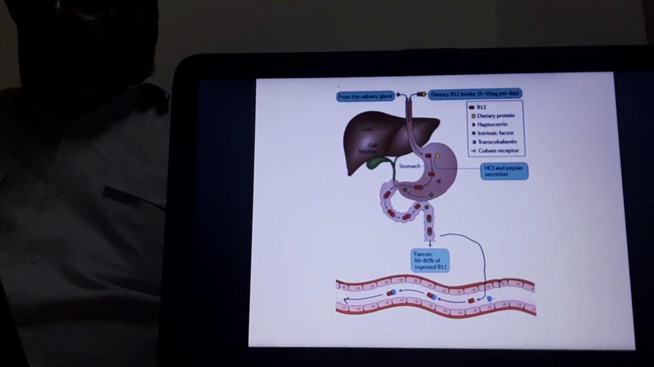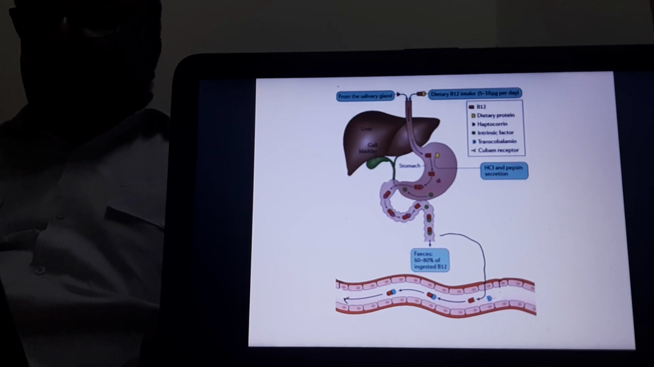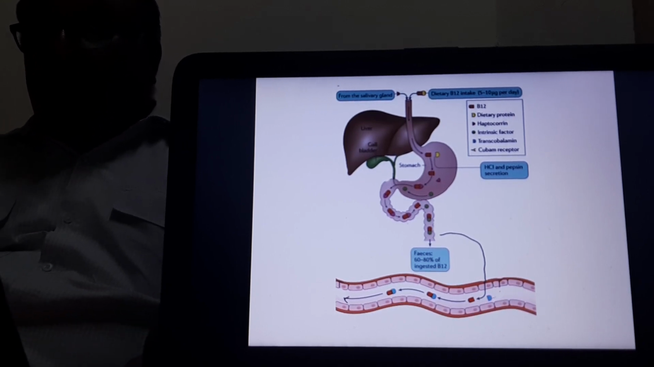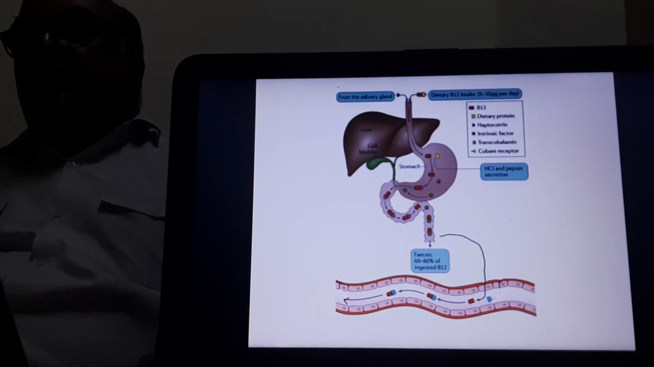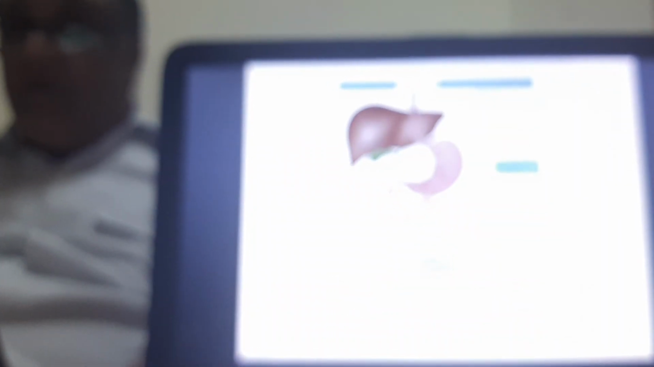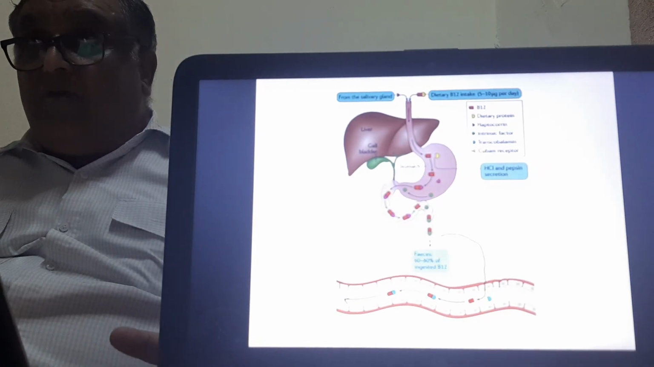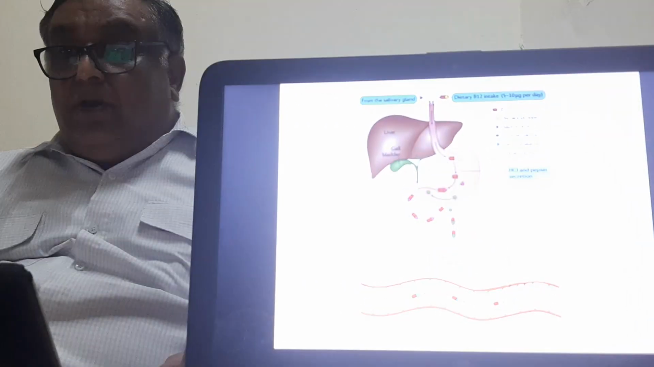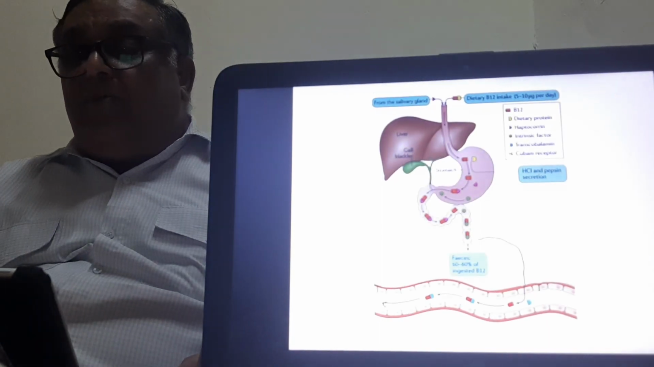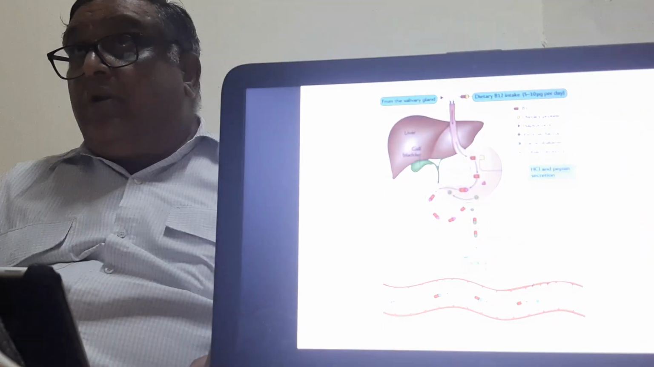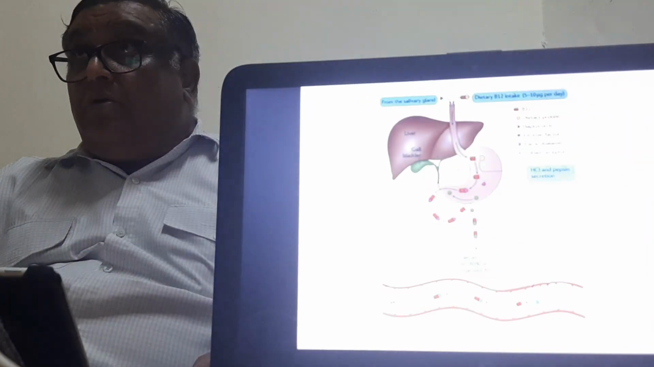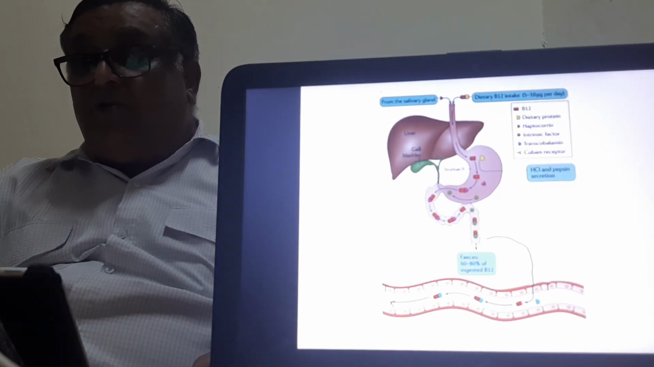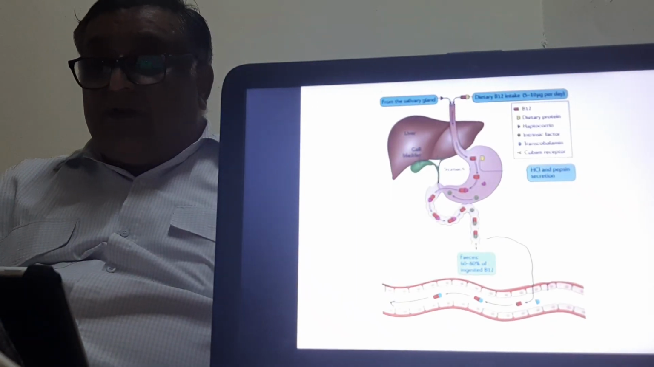Vitamin B12 follows a very interesting pattern in how it is absorbed. One thing to be noted is that vitamin B12 is not free. It is always attached to some protein. So we take dietary vitamin B12, which is normally about 5 to 10 micrograms per day, out of which only a portion is actually absorbed. Rest of it is excreted. 60 to 80% goes in the feces.